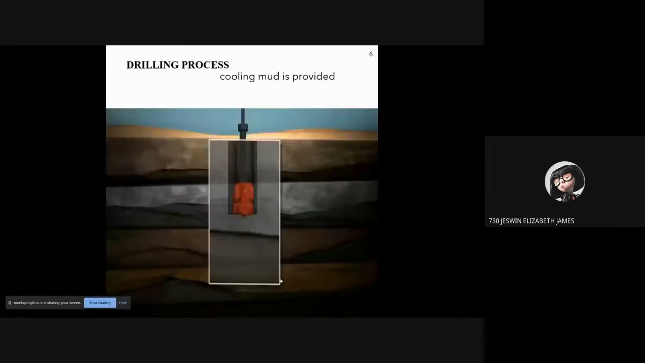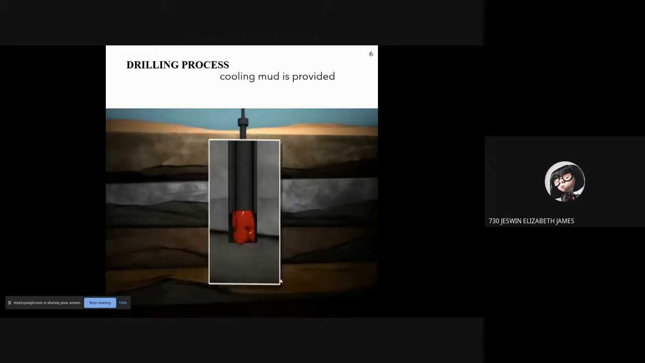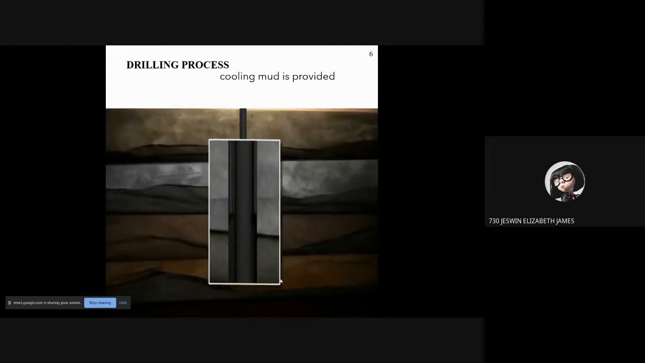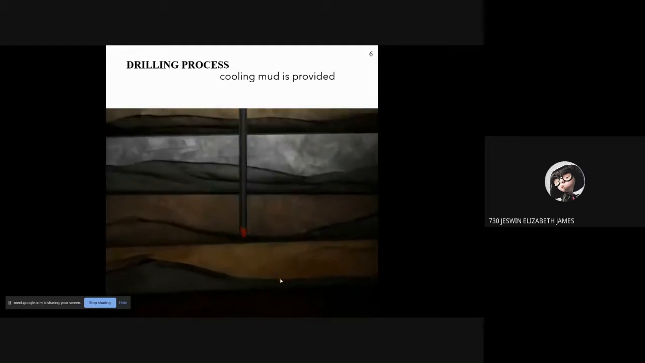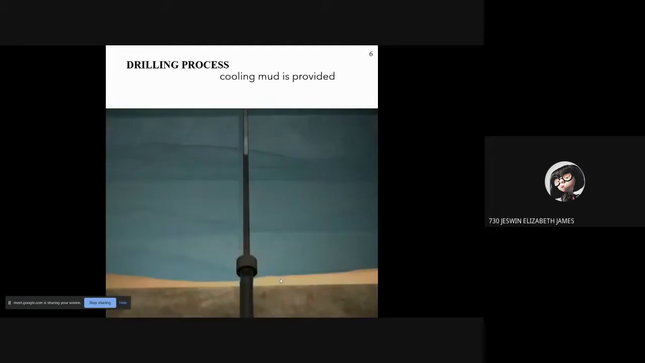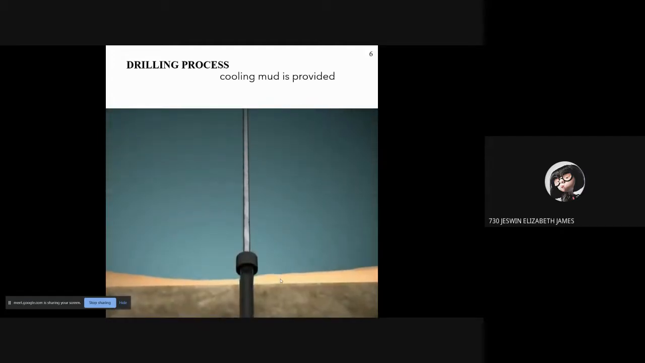And for this, a drill is inserted within a case. Now you can see in the image that a drill is inserted within a case, and it is used to drill through the rock layer. Now see, now it is drilling through the rock layers. Once this drilling is carried out, we pass drilling mud. Now you can see that the drilling mud is being passed through the drill bit.